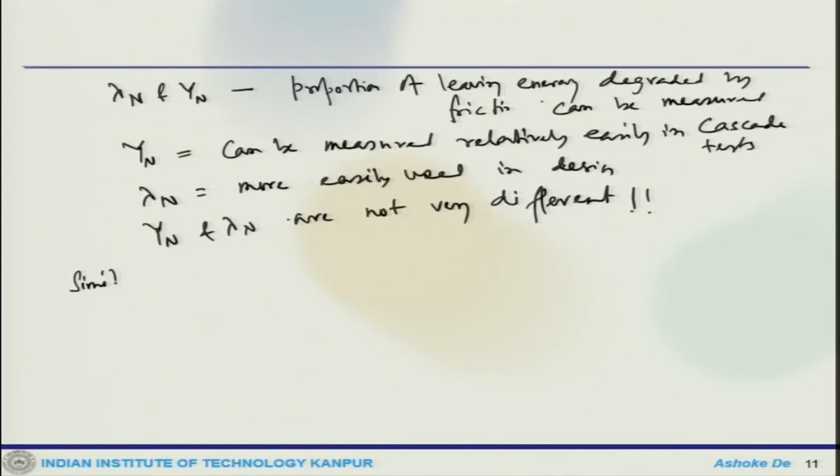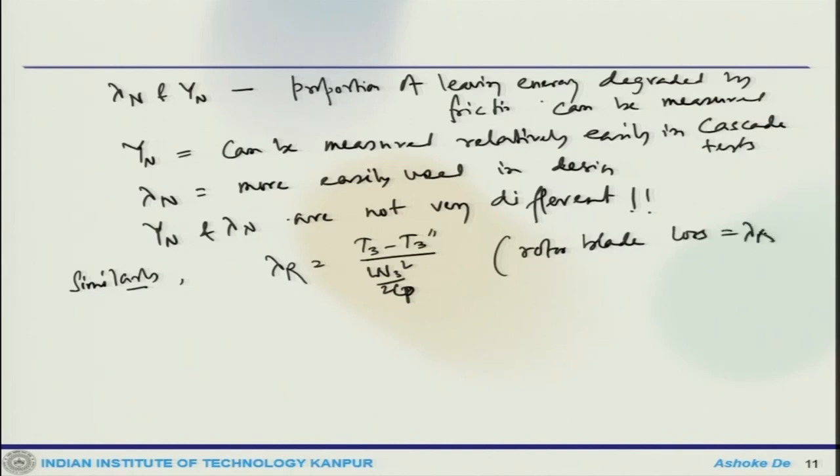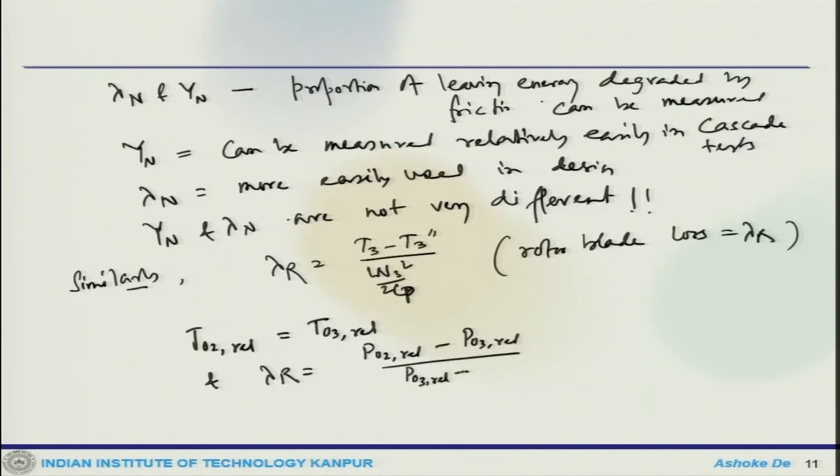Now, similarly, lambda R is Cp (T3 minus T3 double prime) by W3 square by 2, which is the rotor blade loss. It is defined as a proportion of the leaving kinetic energy relative to the rotor. So, it can be related to the cascade test result. One can note here that no work is done by the gas relative to the blades, so T02 relative should be T03 relative, and lambda R is (P02 relative minus P03 relative) divided by (P03 relative minus P3).